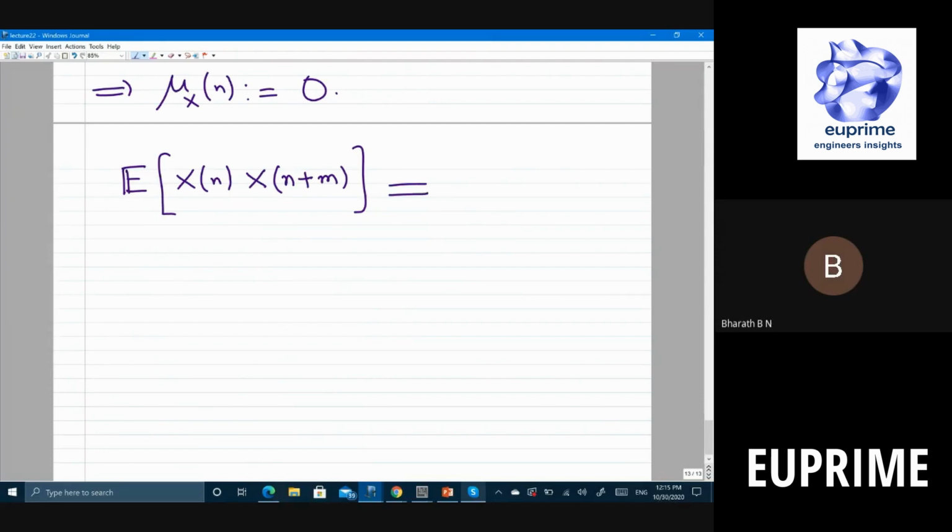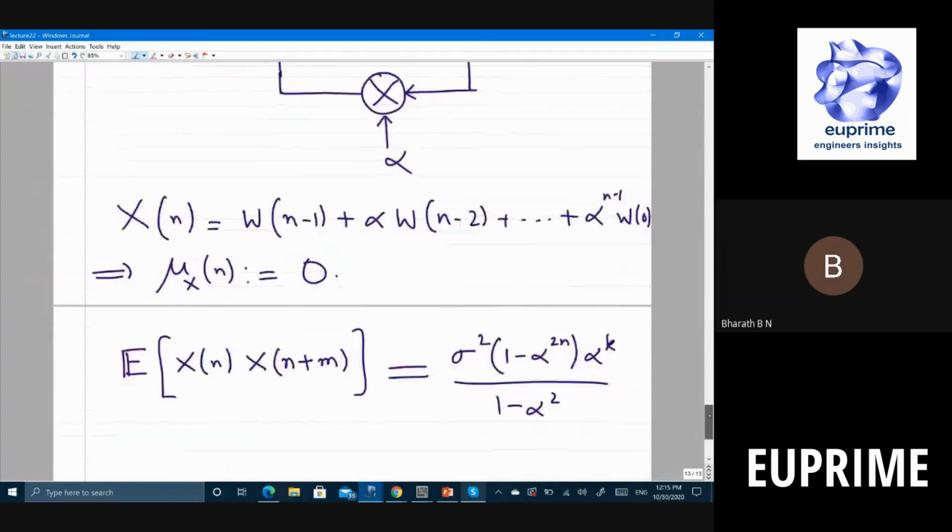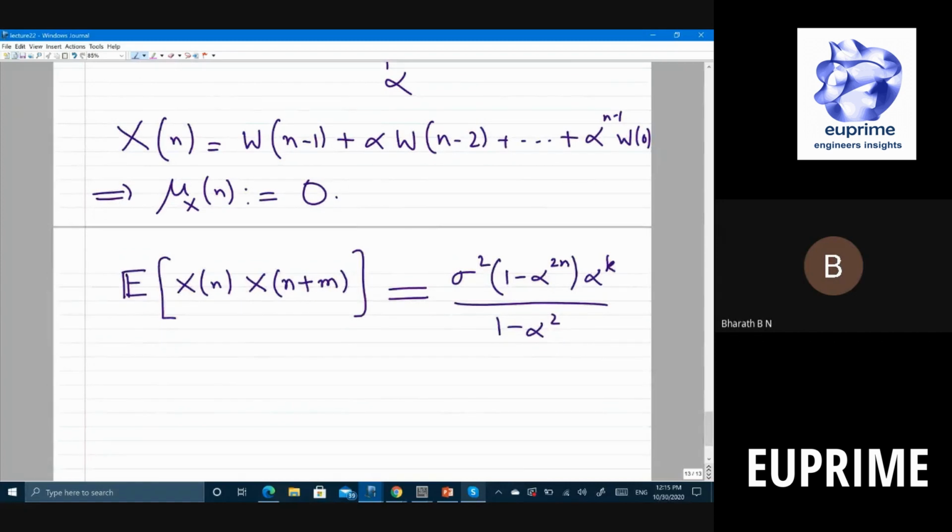I think even the textbook doesn't give you the solution, but this is how it looks: alpha power 2n divided by 1 minus alpha squared. So how do you write this? How do you prove that this is true? Yes. Sir, it will be like summation alpha square power n.